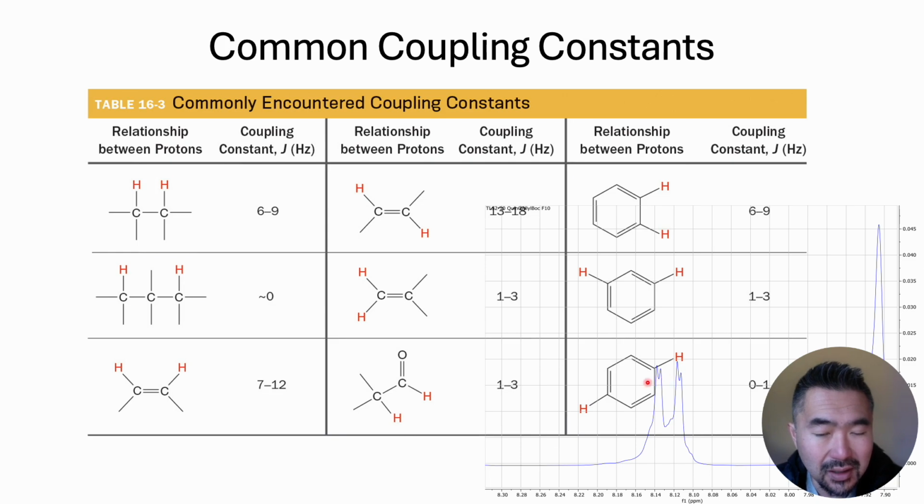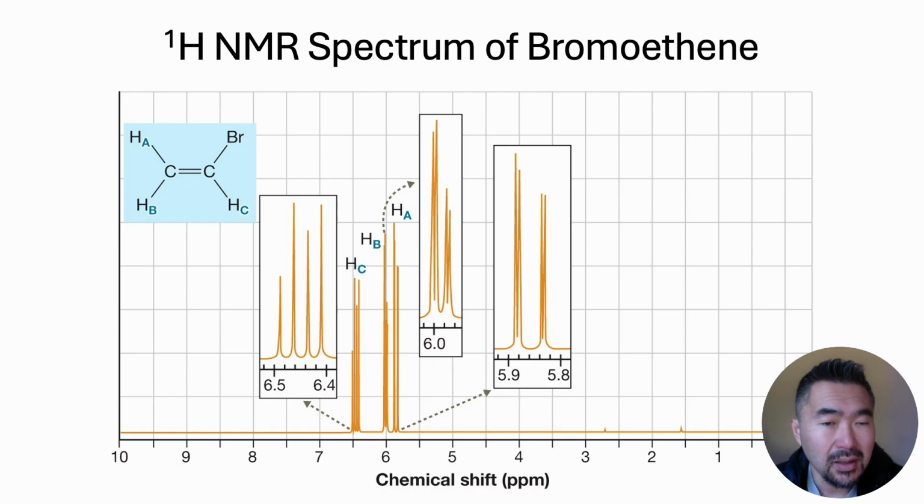So here's a doublet that's split into a tiny doublet by some sort of geminal coupling, and this is roughly like 8 Hertz or so. So that's like the normal vicinal coupling, and this is a singlet that's blown up.